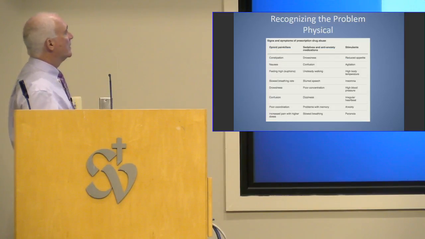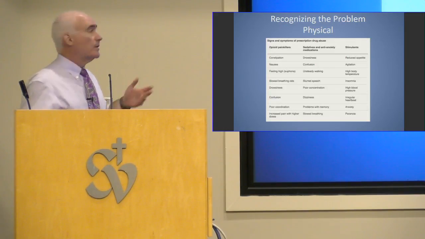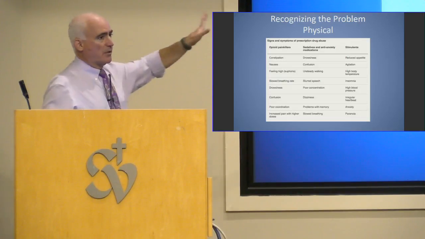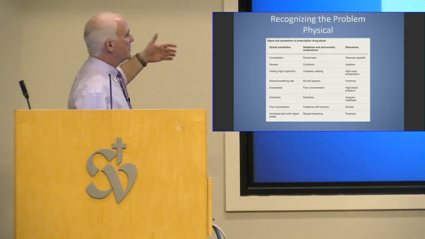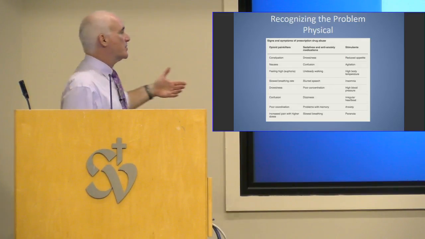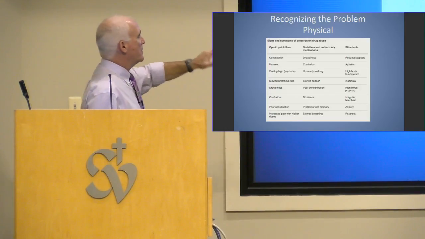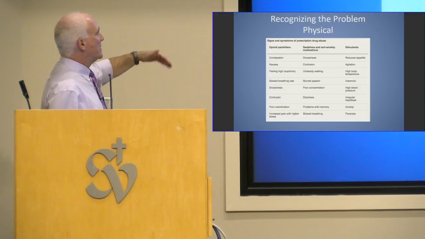So not working, there we go. All right, and some of the physical signs that we're going to look for, and again, I'm not going to go through all of them, they're in your packets here, but these are things that we're trained to look at, right? We're trained to look at differences and changes in patients, and we have to look at what the sedatives, anti-anxiety versus the stimulants do with all these, and opioid painkillers.